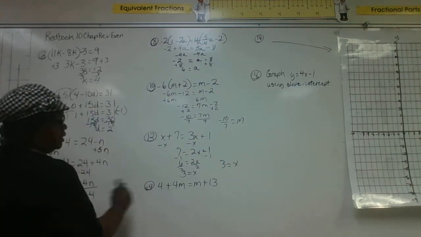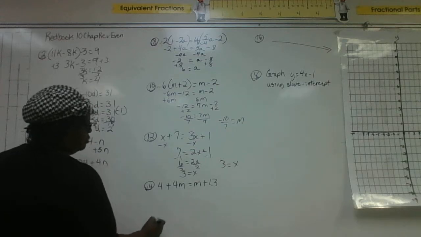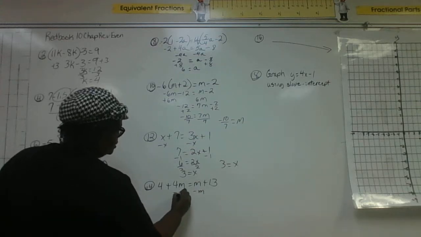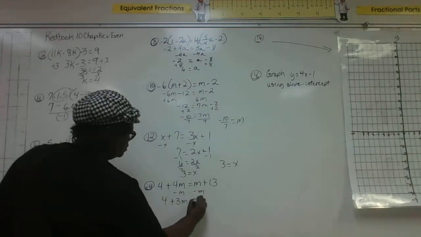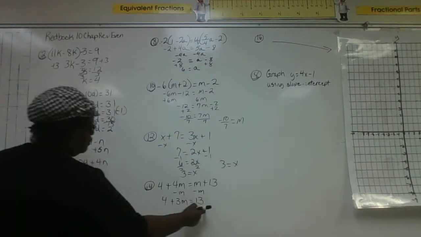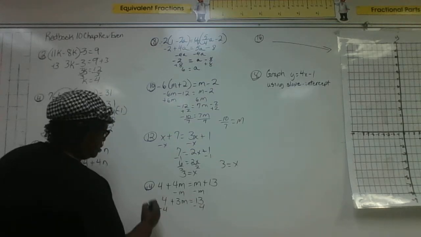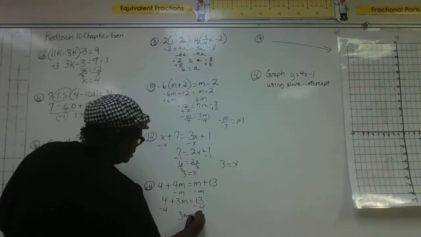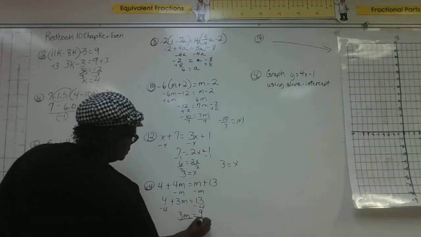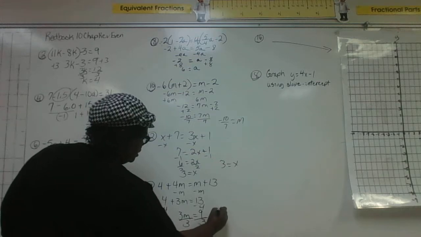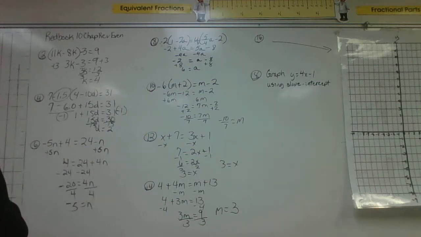Okay? All right, here. Now we're going to move our m over here, okay? Minus m, and we have 4 plus 3m equals 13. Then we're going to move our 4 over, minus 4. You can see it, okay, good. Then 3m is equal to 13 minus 4 is 9. Divide both sides by 3, and m is equal to 3. Okay, that's for number 14.